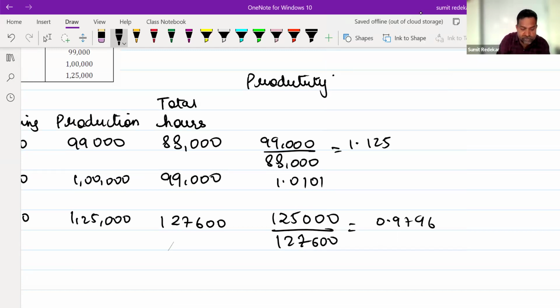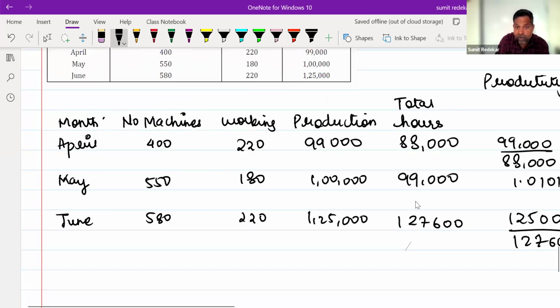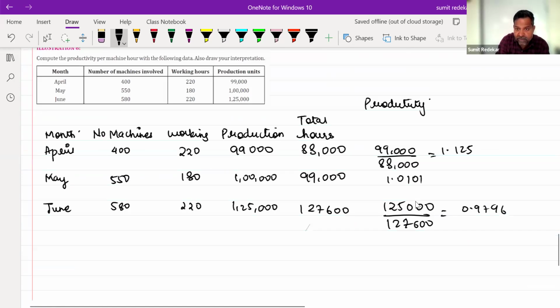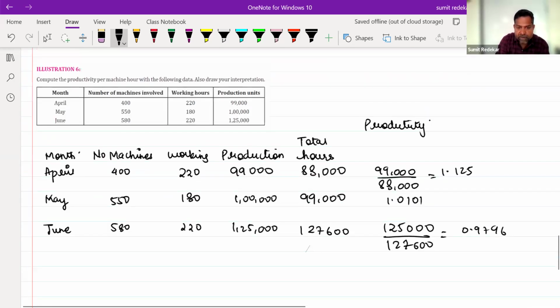So do you notice the productivity is dropping? So my interpretation is going to be that the number of units or the output is increasing, but the productivity is decreasing. Write that down, please.